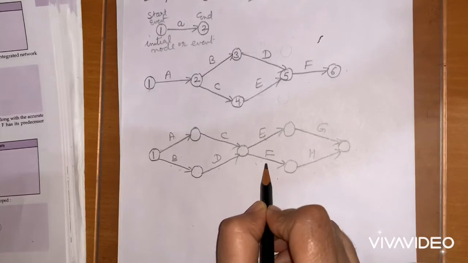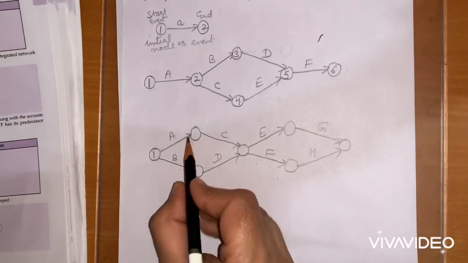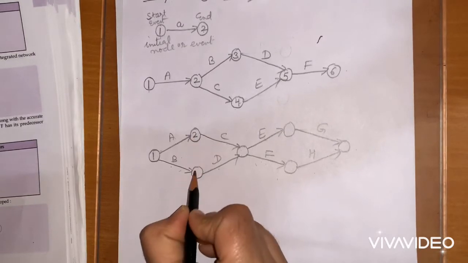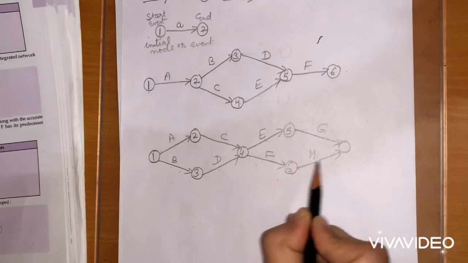Now the last work which is left is to number the events. 1, then from top to bottom 2, 3, 4, 5, 6 and 7.